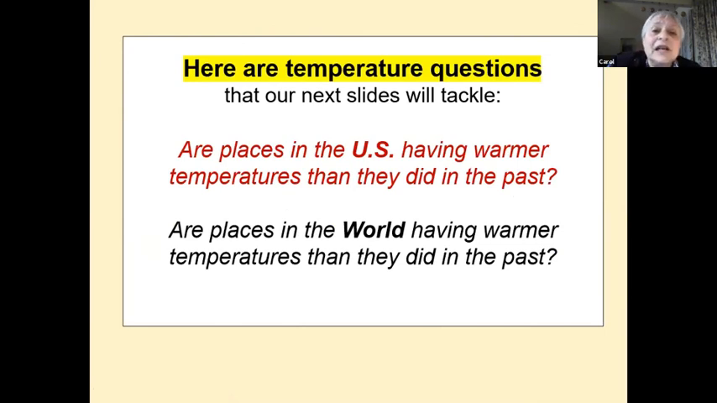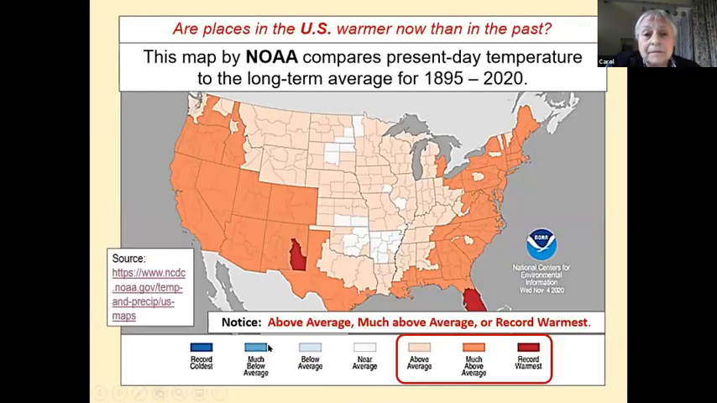And we'll try to look, just real quickly, are parts of the US getting warmer? Are parts of the world getting warmer? This was a fairly simple map. This was made by NOAA, the National Oceanographic and Atmospheric Administration. They put their logo on it, and it compares present day 2020 temperatures in the United States. It has these regions. See how there are region lines within Michigan.